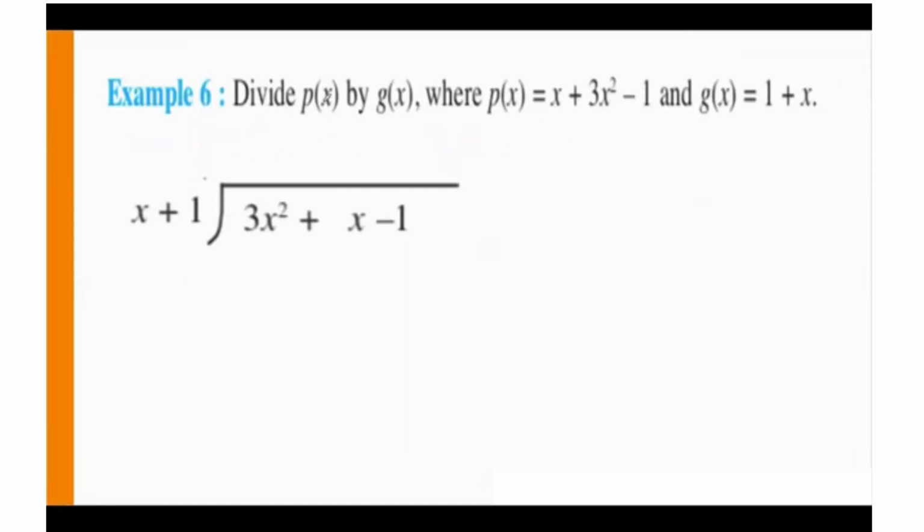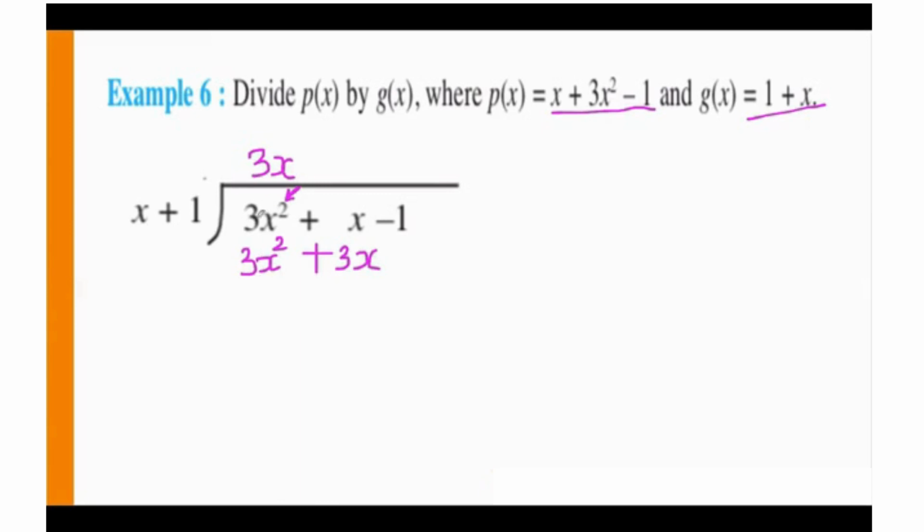And now let's divide this polynomial, which is a quadratic polynomial, with a linear polynomial. So let's divide this. We have x into what will give you 3x squared? So x into 3x will give you 3x squared. Now 3x also multiplies with the 1. So 3x into 1 gives you plus 3x.